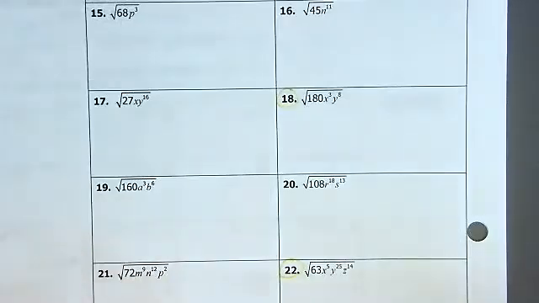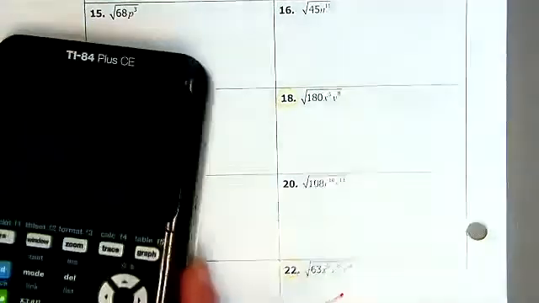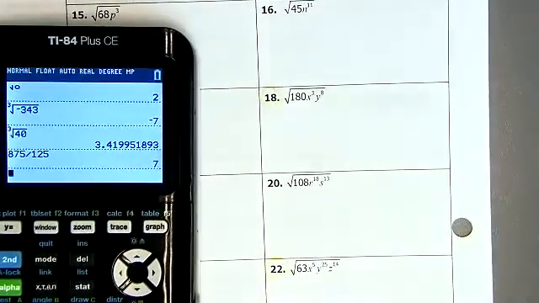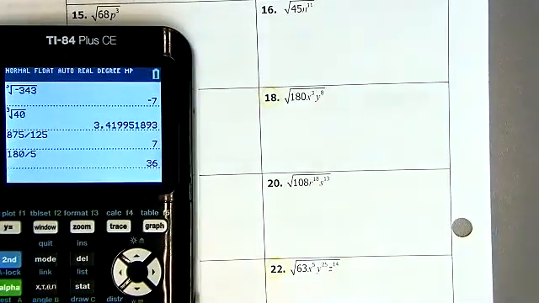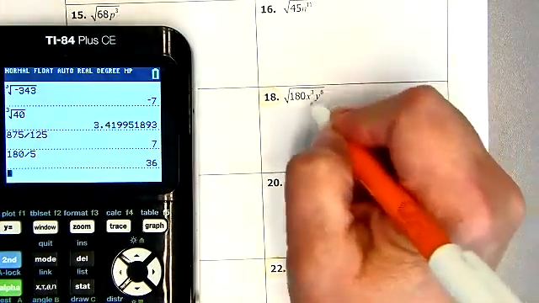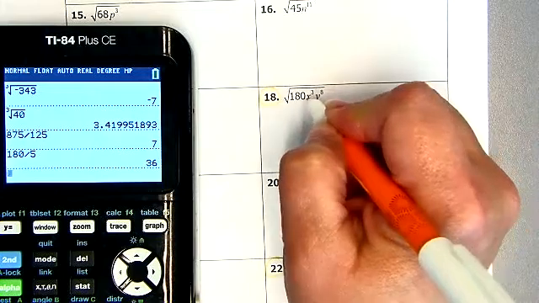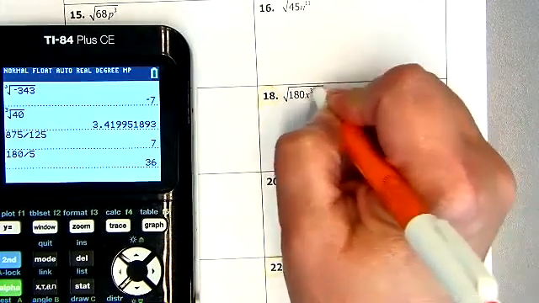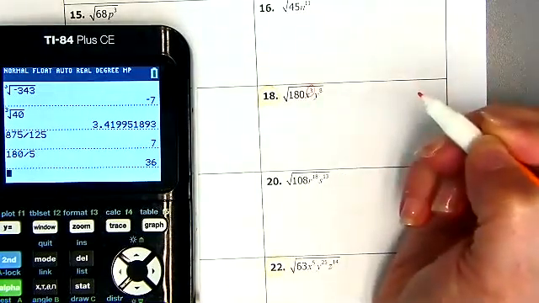Number 18. I've got to think about 180. How do I want to break it up? Well, I know it ends in 0, so it could be divisible by 10, but 10 and 18, neither one's a perfect square. But let me go a little bit smaller, because if it ends in 0, it's divisible by 10 and 5. If I do 180 divided by 5, I get 36. That's a perfect square. Now I want my variables to be even. So that means this right here, I'm going to have to separate out because that's to the third.